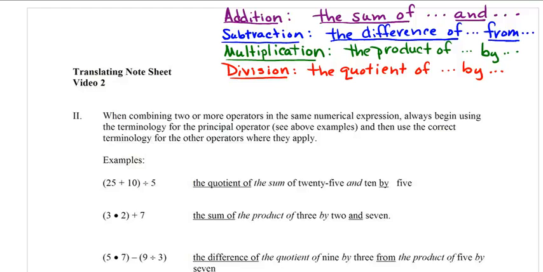For multiplication, the key phrase is the product of. The connecting word is by. We multiply the number on the left by the number on the right. For division, the key phrase is the quotient of. This connecting word is also by. We divide the number on the left by the number on the right.